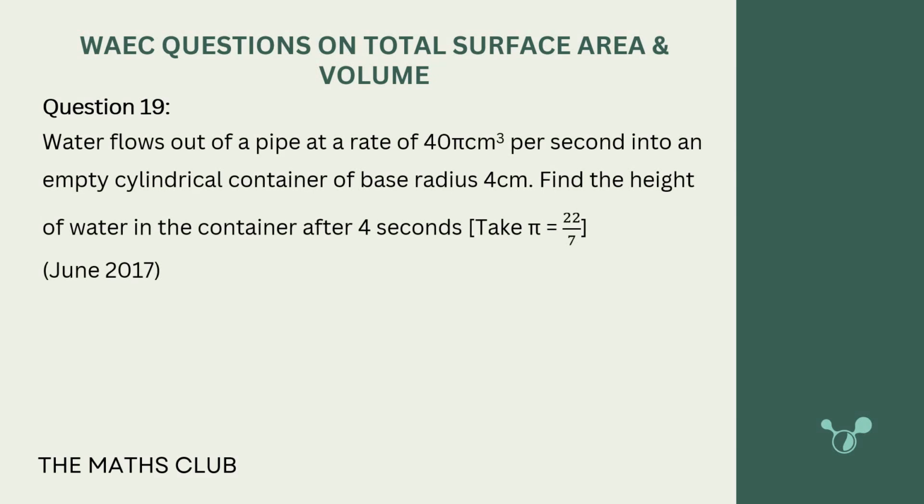Question 19 says that water flows out of a pipe at a rate of 40 pi centimeters cubed per second into an empty cylindrical container of base radius 4 centimeters. Find the height of the water in the container after 4 seconds. Take pi to be 22/7. This is from June 2017.